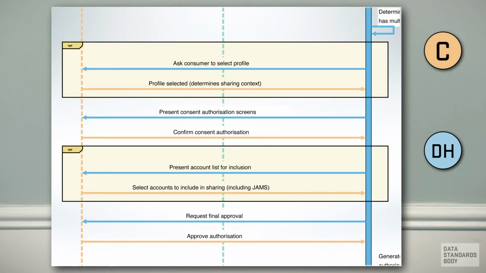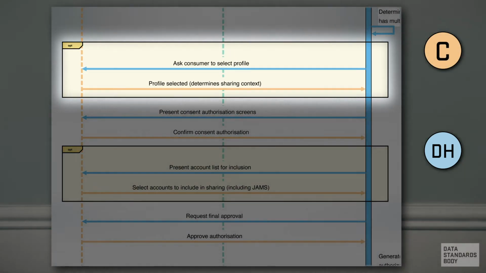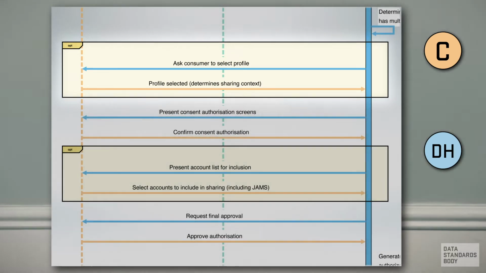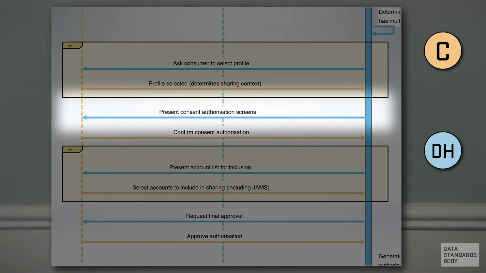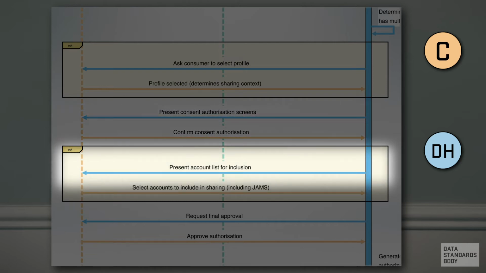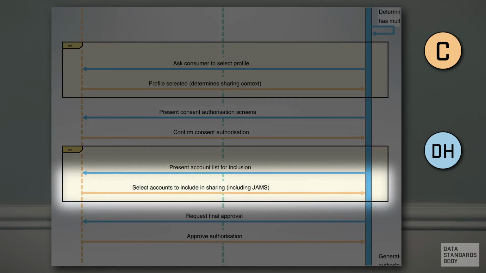We then go into an optional step here, which is if there is multiple profiles, the customer selects one. We then present the consent screens to the customer. We can confirm the consent screens. We then go down and present the account list for inclusion. And then we select the accounts to include, and this would include doing all the things required for joint account management service.